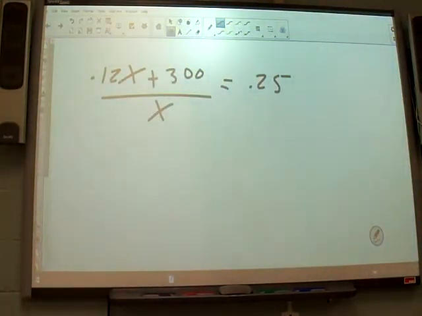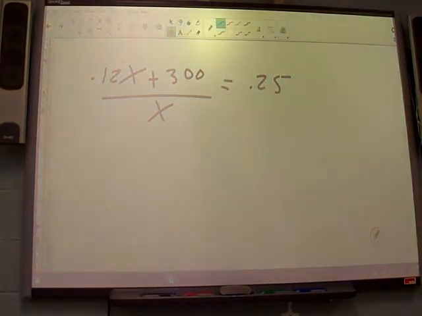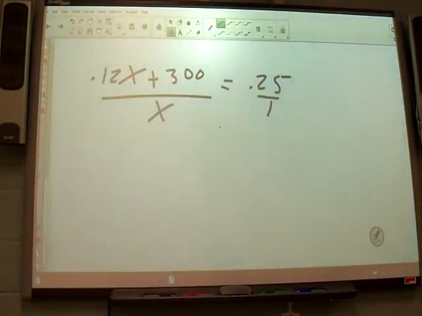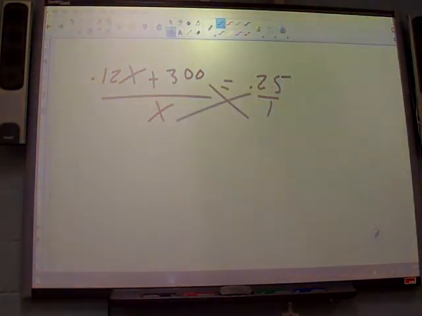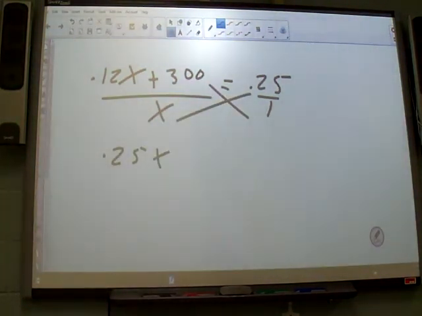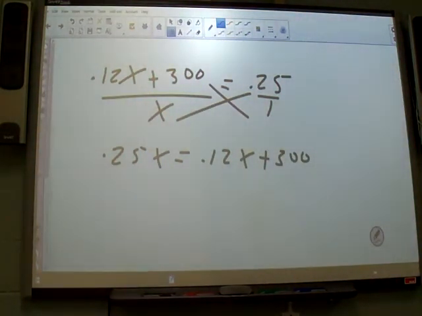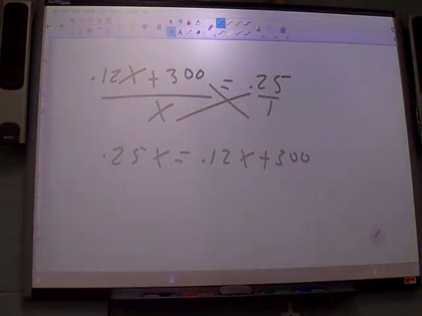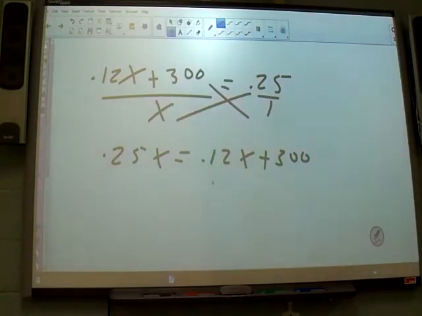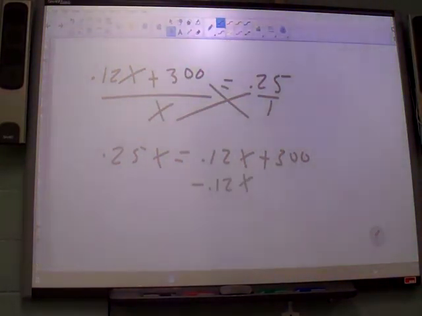What I did is just like we did in class, this is just a fraction equals a fraction, right? So I cross multiplied. I got 0.25x is equal to 0.12x plus 300, and now you've got a regular two-step middle school equation to solve. What would our first step here be? Minus 300. No, I could, but that would create extra steps. Oh, subtract the x. Yeah, subtract the x since I got 2 of those.